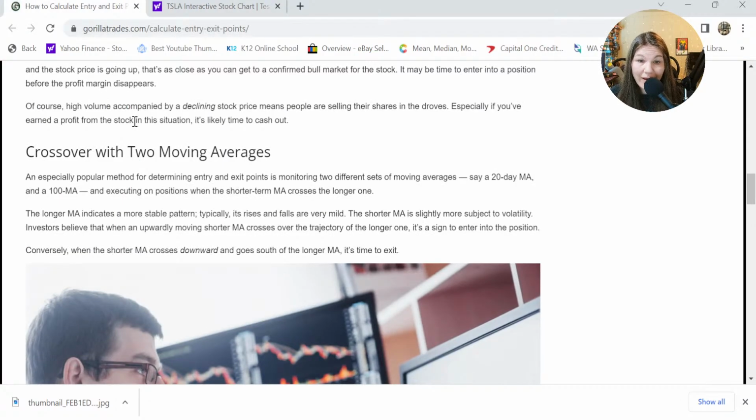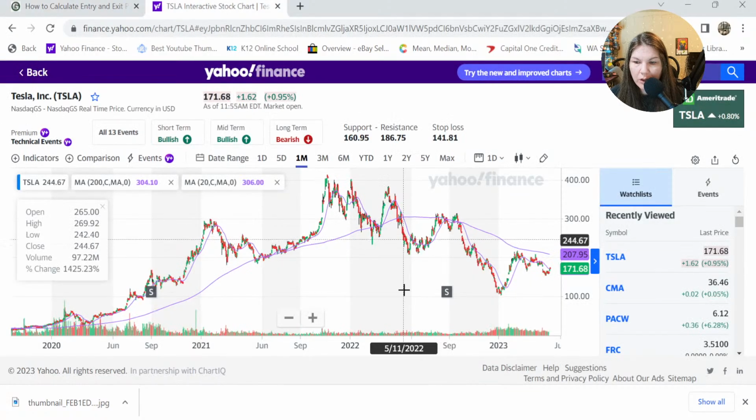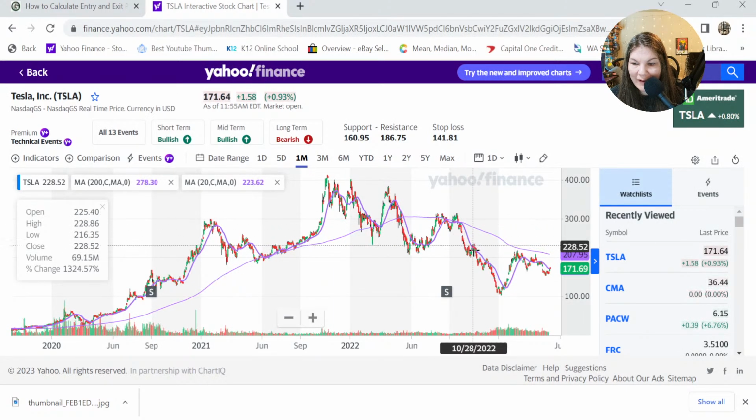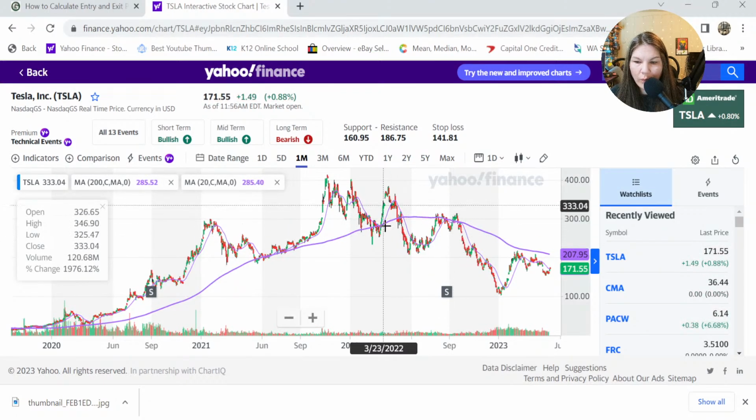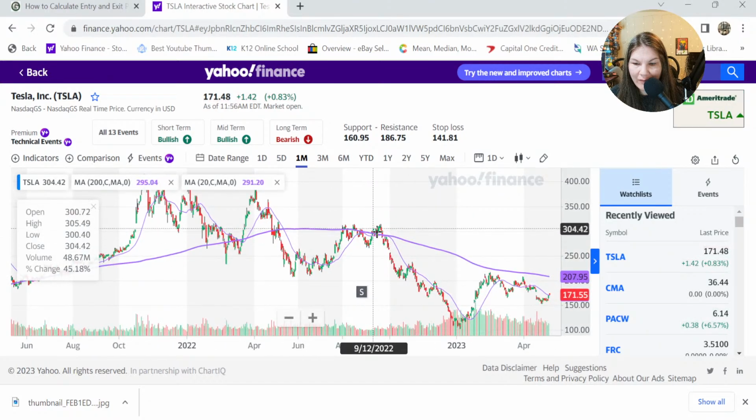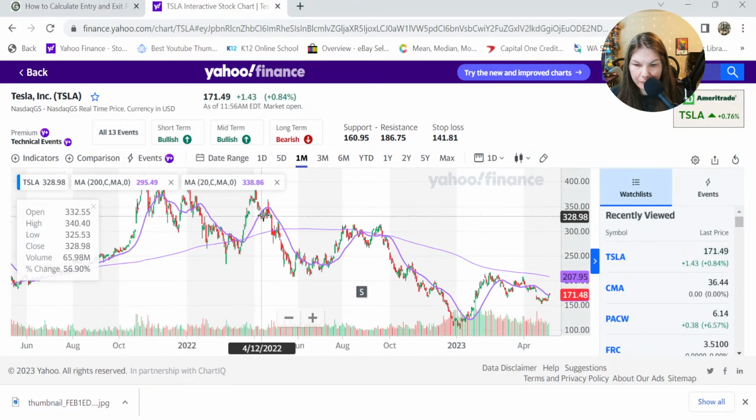Of course, high volume accompanied by a declining stock price means people are selling their shares in droves, especially if you've earned a profit from the stock in this situation. It's likely to cash out. So for me, when this dipped down below this line, down below the resistance line, the pullback, I would have gotten out. Like as soon as it pulled back and started dipping down, I would have pulled out. And the reason being because the 20-day average dipped way down.